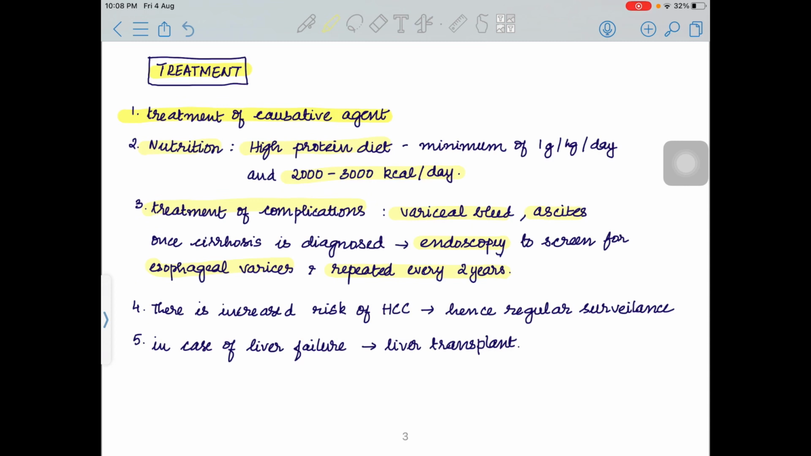Patient with cirrhotic liver has increased risk of hepatocellular carcinoma. Hence, regular surveillance for development of carcinogenic cells has to be done. If the patient lands in liver failure, then liver transplant is the management.